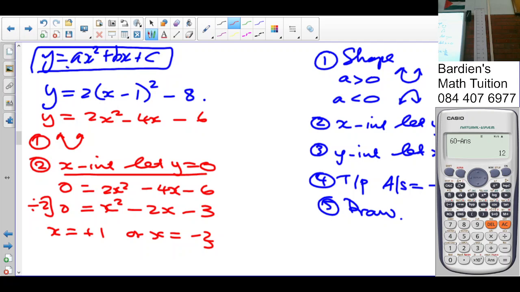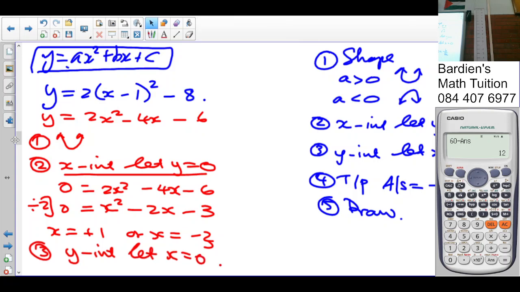Right, do number 3. What's number 3? Y-intercept. What do you do for Y-intercept? Let x equal to 0. So do that. I'm going to put a 1 here and start labeling these equations. Number 1.